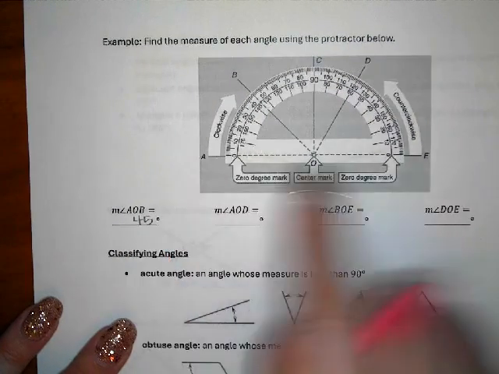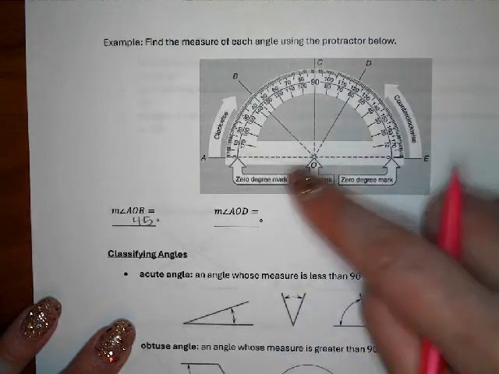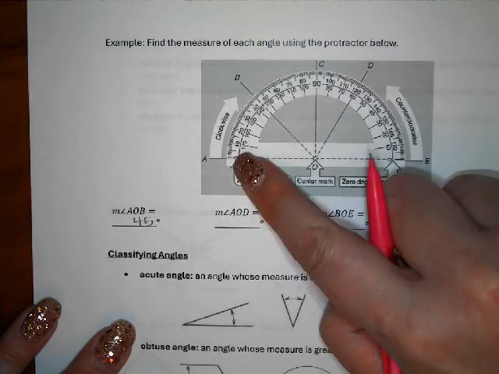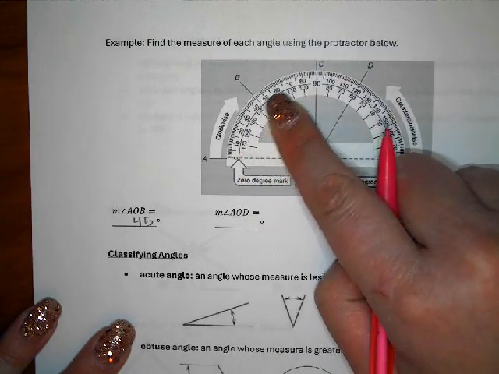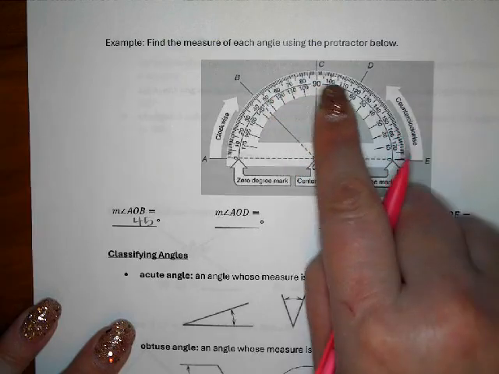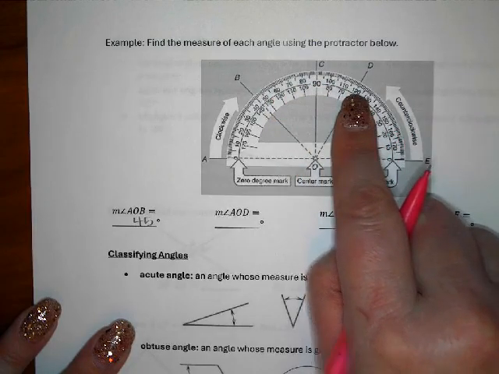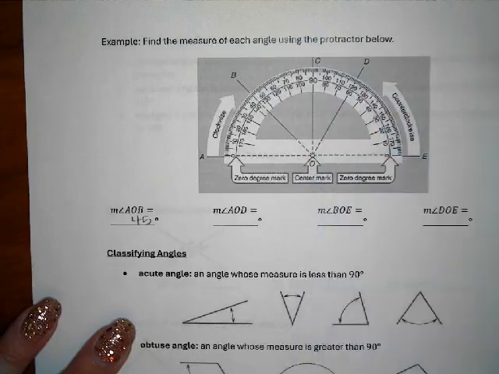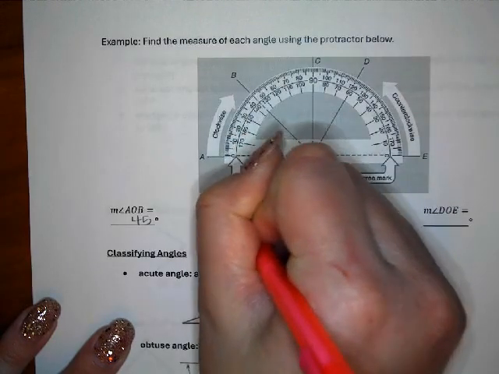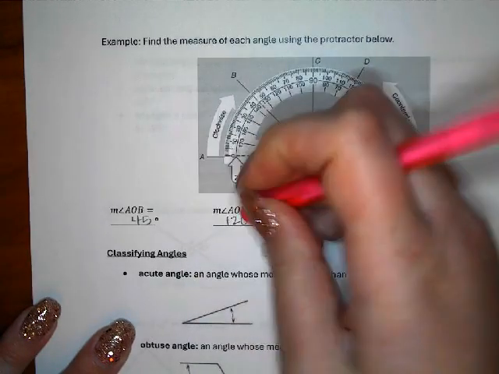Measure of AOD, so starting at 0, 10, 20, 30, 40, 50, 60, 70, 80, 90, going all the way over here to 120. So this is a 120 degree angle. And it already has the bubble, so I don't need to put a little degree sign.